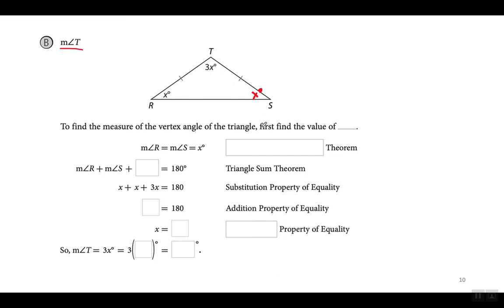To find the measure of the vertex angle of the triangle, first find the value of x.